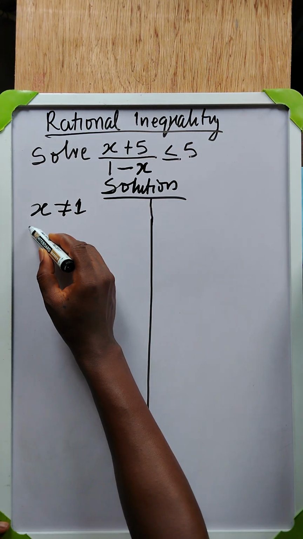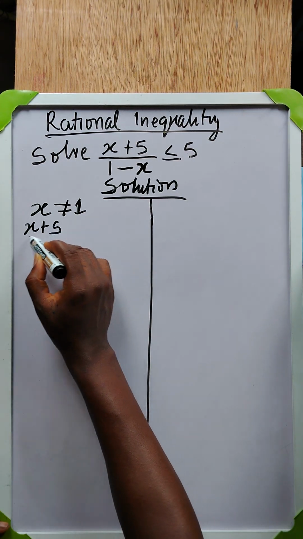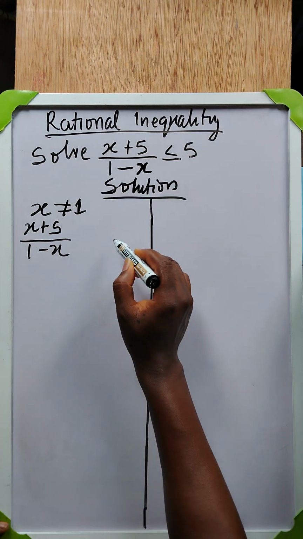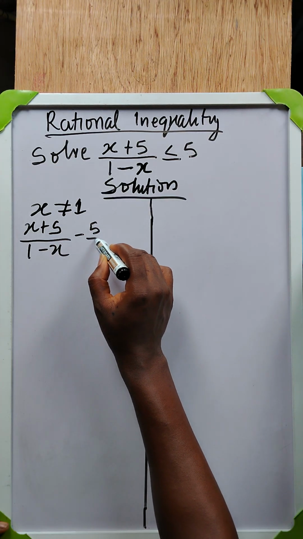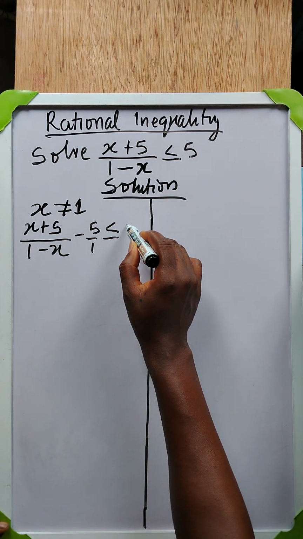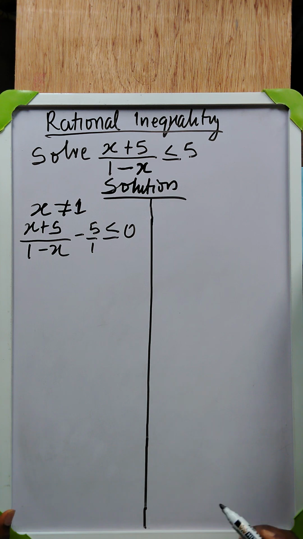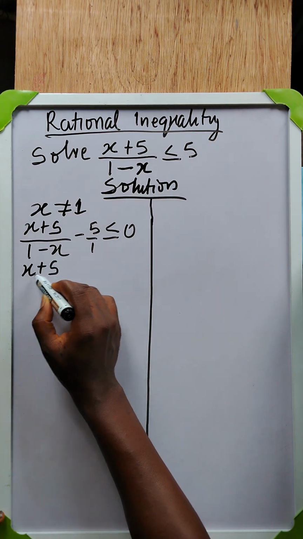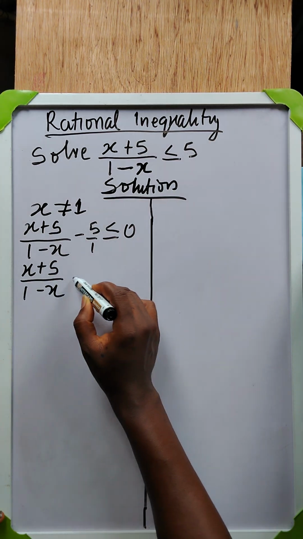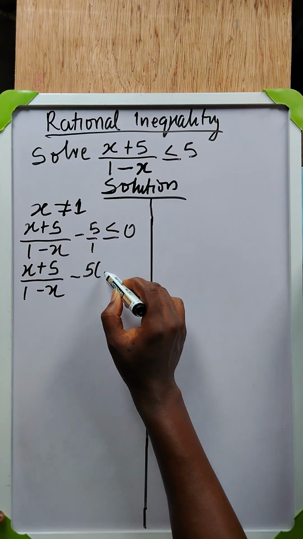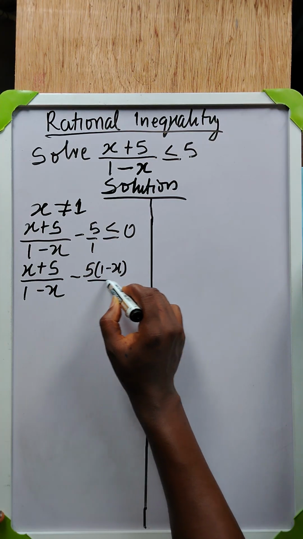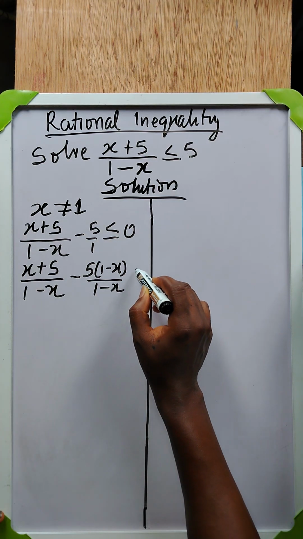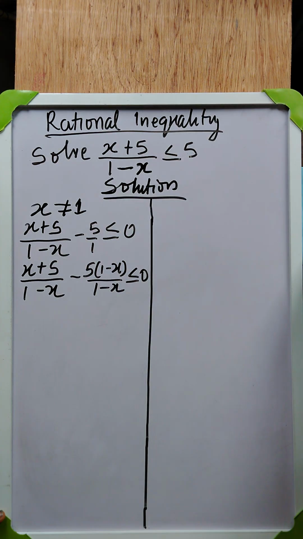And then we will have (x + 5) over (1 - x) minus 5 over 1 is less than or equal to 0. I want the expression on the left hand side to have the same denominator. So what am I going to do? Watch this. (x + 5) all over (1 - x) minus 5 into (1 - x) all over (1 - x) is less than or equal to 0.